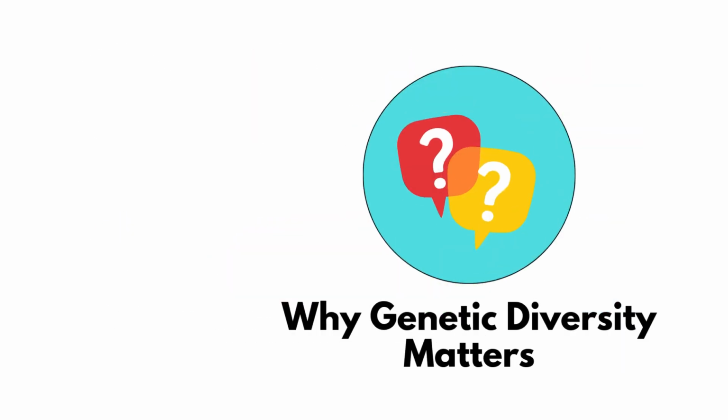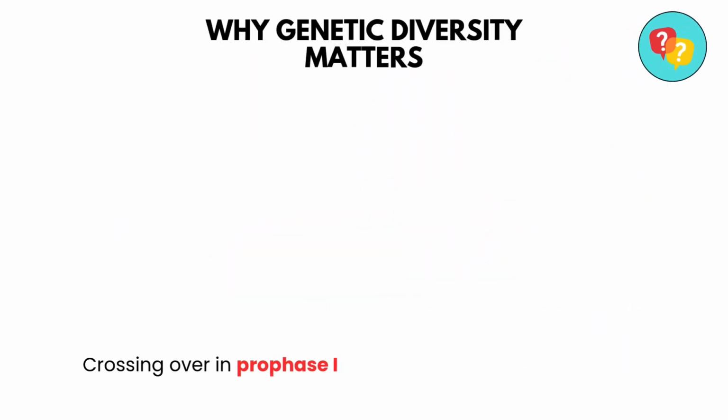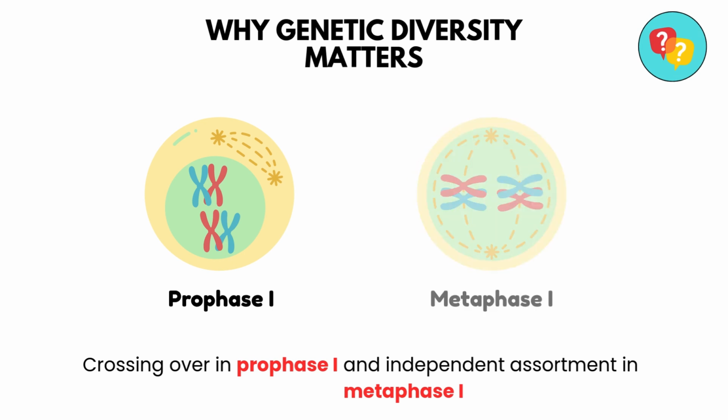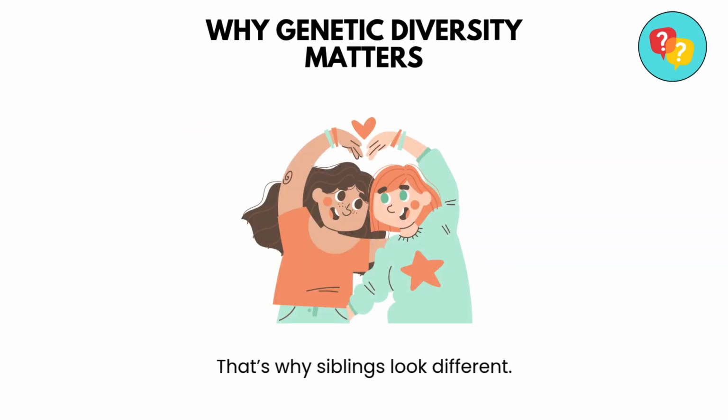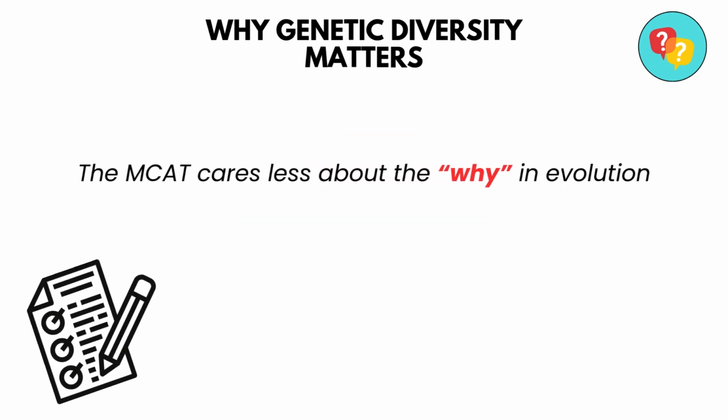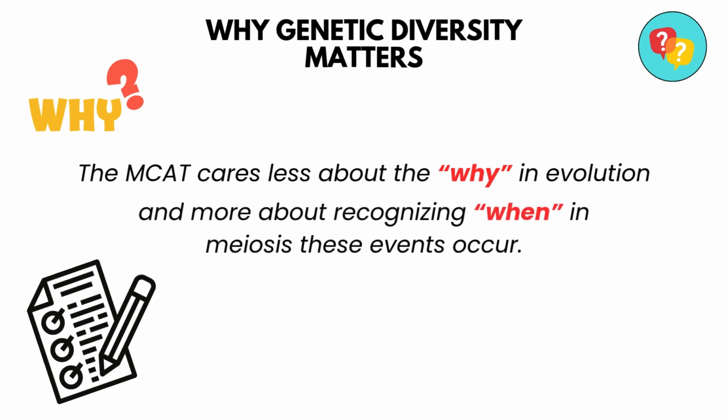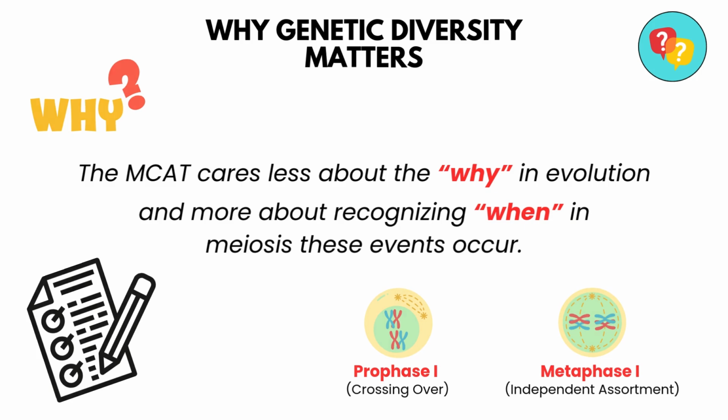Why genetic diversity matters. Crossing over in prophase 1 and independent assortment in metaphase 1 mean no gamete is the same. That's why siblings look different. The MCAT cares less about the why in evolution and more about recognizing when in meiosis these events occur.